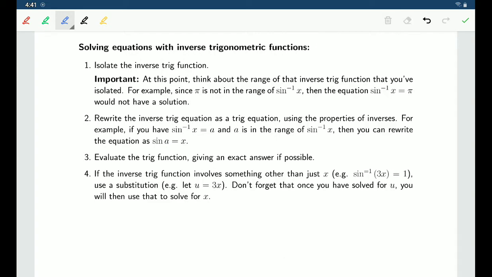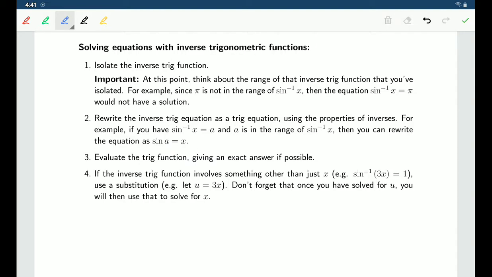And now once you've done that, you've got something where you'll have sine of some number, or tangent of some number, or cosine of some number, and then you can go right ahead and evaluate that. If it's a nice angle, well, then you can evaluate it directly using your special triangles. If it's not, then you can use your calculator to give an approximate value.